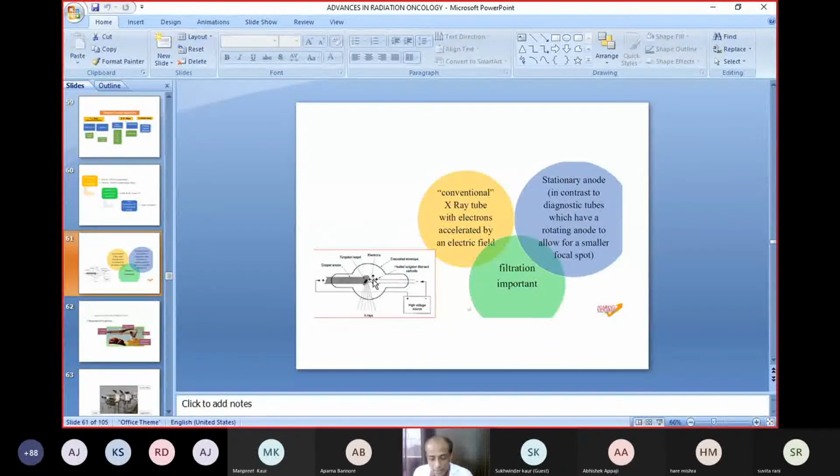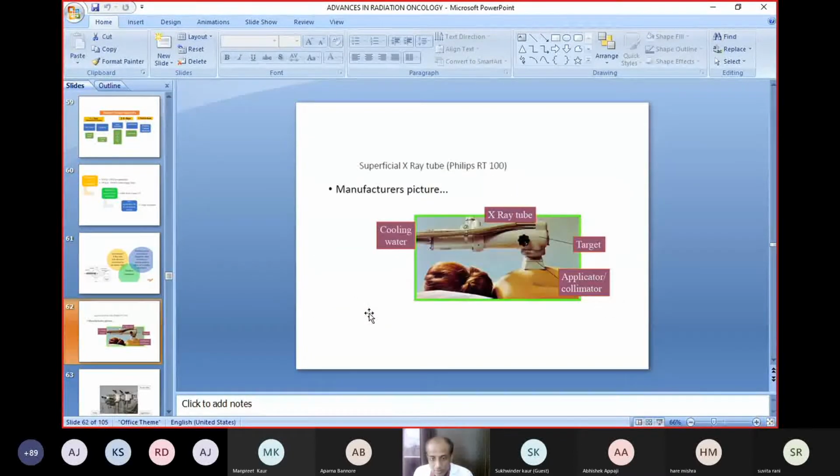This is a basic X-ray tube which has a cathode and an anode, and the X-ray beams are ejected. At a surface energy in the kilovoltage range, this machine comes in contact with the patient in skin tumors, and it treats the disease right on the area of interest.